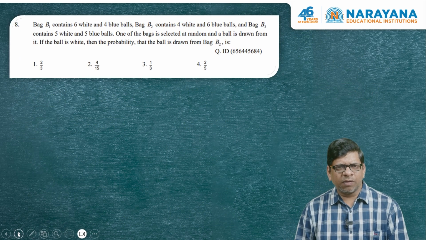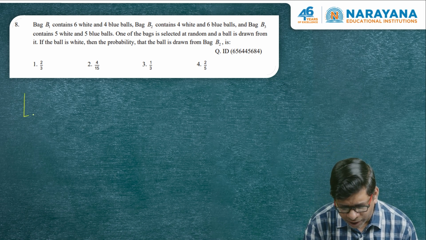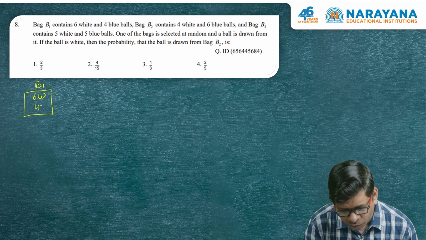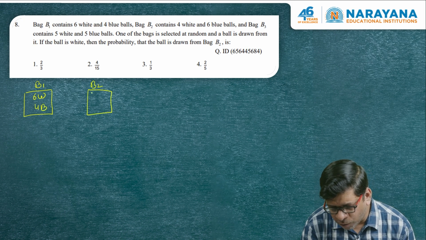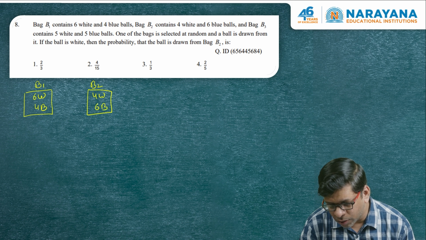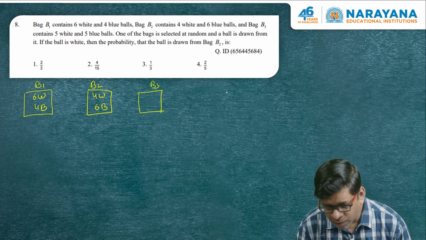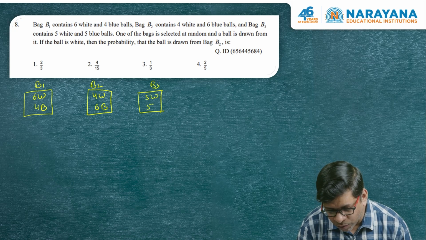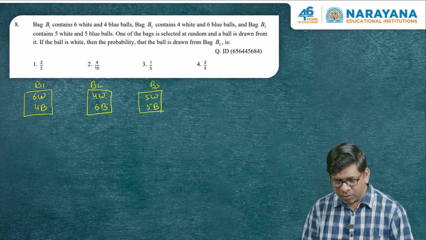Bag B1 contains 6 white and 4 blue balls. Bag B2 contains 4 white and 6 blue balls. So let us draw bag B1, 6 white, 4 blue. Bag B2, 4 white, 6 blue. Bag B3, 5 white, 5 blue. One of the bags is selected at random and a ball is drawn from it.